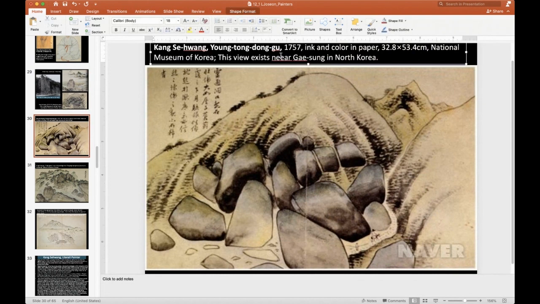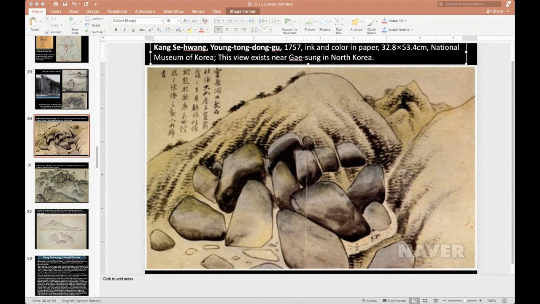What is interesting about Yeongtongdong is that the rocks are as large as a house. That's what people said. Do you see a figure in this painting? Do you see a human figure in the painting? Can anybody type yes or no? Yes. How many do you see, Paulette?